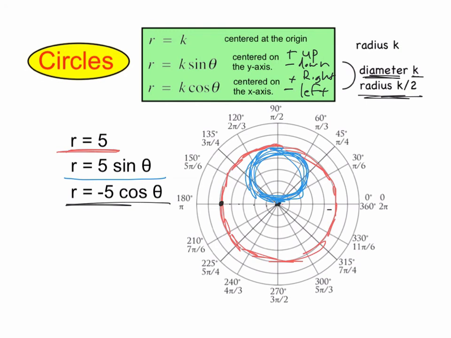I don't like that one at all. Let's try this again. Definitely not perfect, but that'll be good enough. So it opens to the left because of the negative cosine. And that ought to wrap it up for circles.